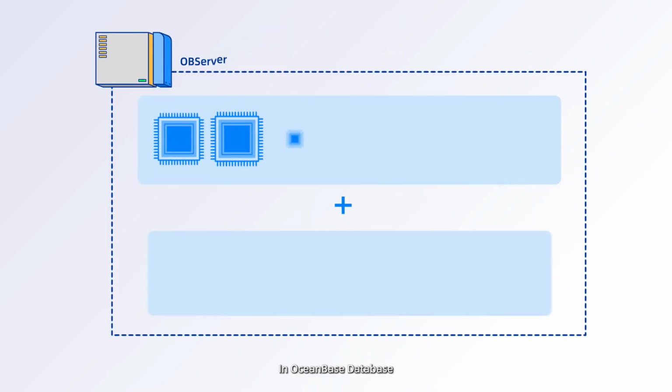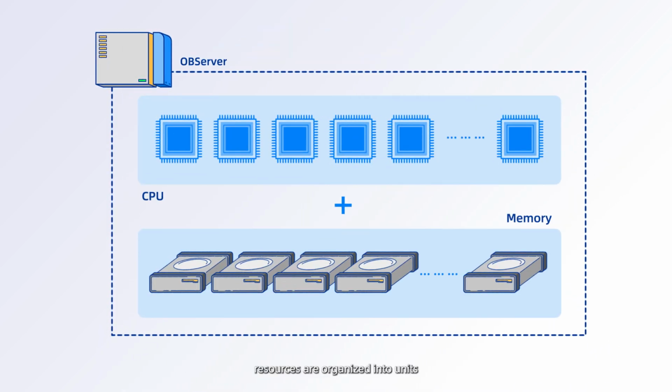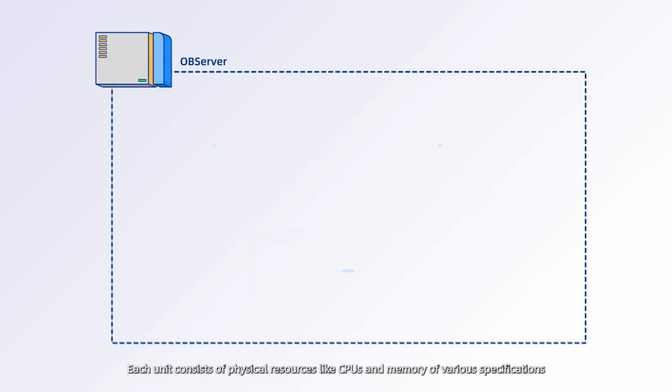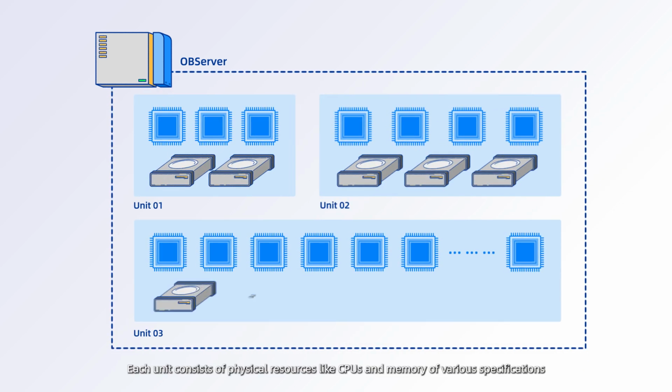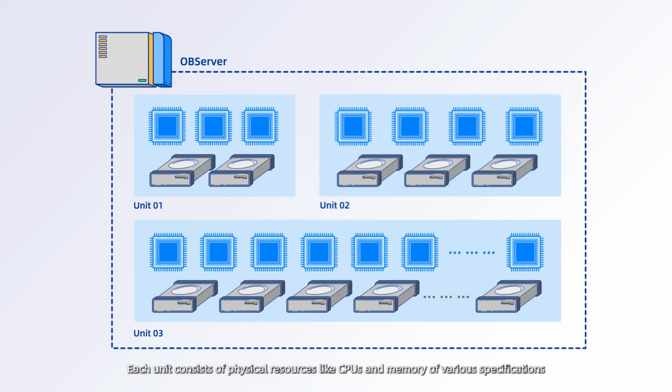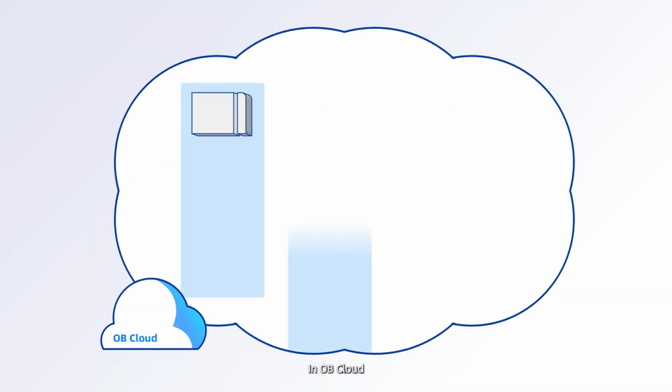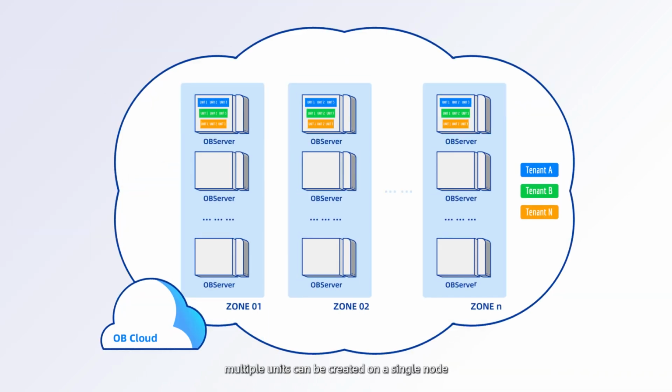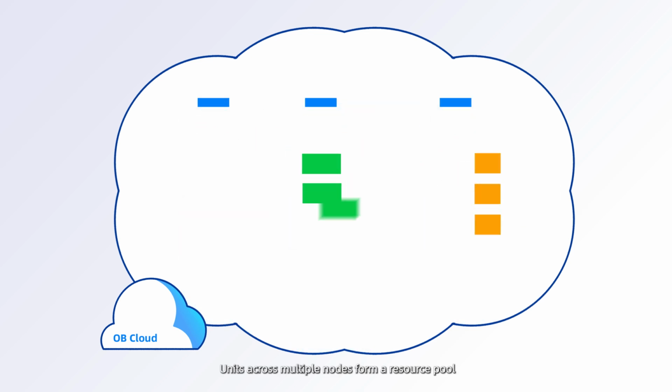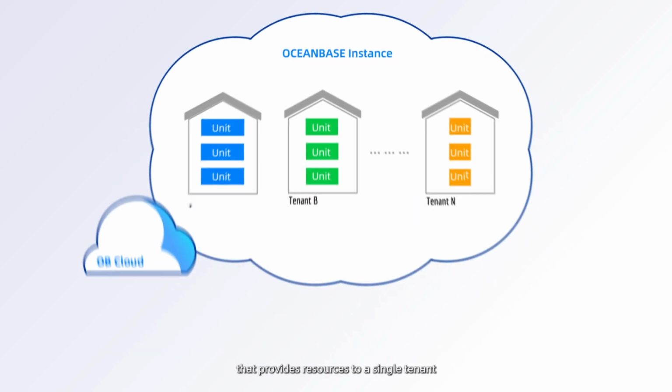In OceanBase Database, resources are organized like units. Each unit consists of physical resources like CPUs and memory of various specifications. In OB Cloud, multiple units can be created on a single node. Units across multiple nodes form a resource pool that provides resources to a single tenant.